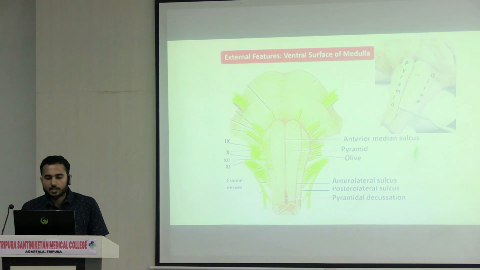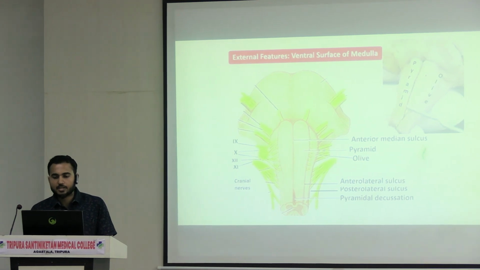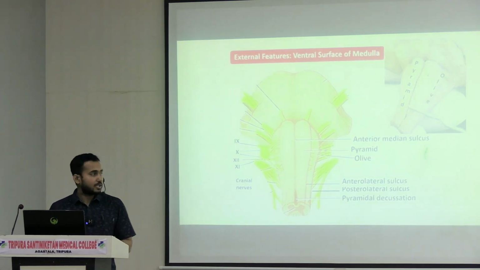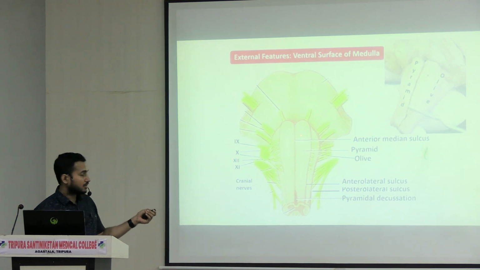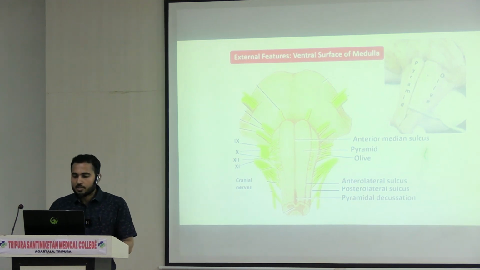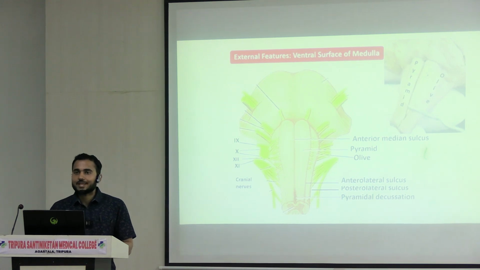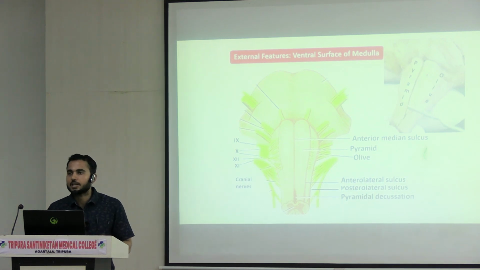So what is the pyramid? Already I mentioned. It is an elongated elevation on either side of the anterior median fissure. Why? Because of the aggregation of pyramidal fibers, and among them 75 to 85% of the fibers decussate with each other. That is called pyramidal decussation.